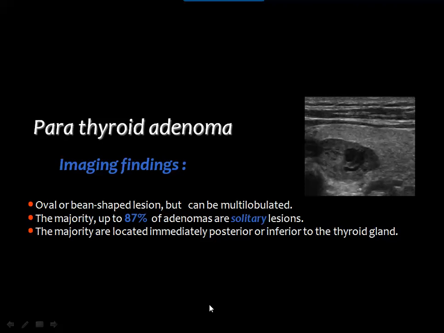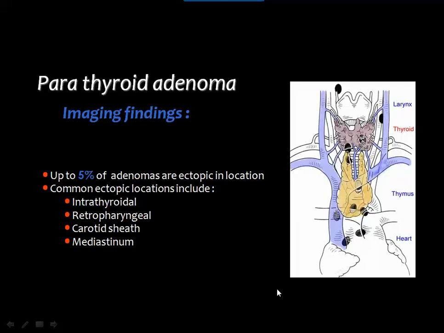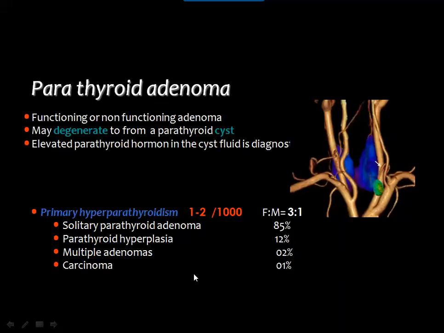Then the imaging findings of parathyroid adenoma as seen by ultrasound. You see a single lesion, it's usually single but may be multiple, which is relatively hypoechoic compared to the echogenicity of the adjacent thyroid tissue. This is the diagram showing the possible ectopic sites of the parathyroid glands, and you see up to the carotid bifurcation and then the superior mediastinum as well. Then parathyroid adenoma may degenerate to form a parathyroid cyst, which is not commonly seen in clinical practice.